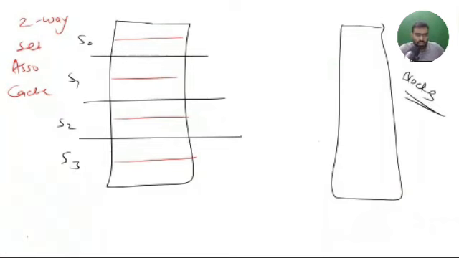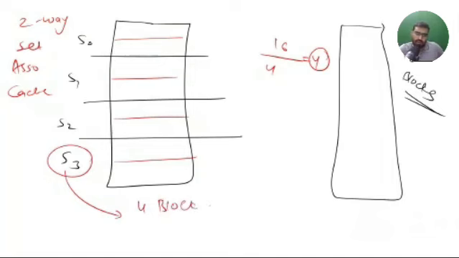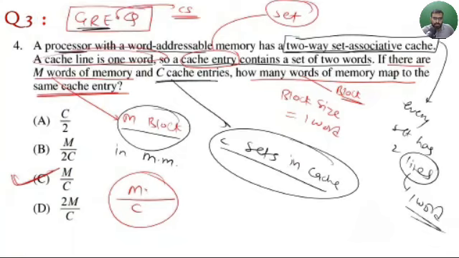So I can say 4 main memory blocks can map to S3. Very simple. You have m blocks in the main memory and you have C sets in the cache memory. C cache entries means you have C sets in the cache memory. So the answer will be m divided by C. These many blocks will map to the same cache entry. So the answer is going to be option C, not option B. Remember, cache entry size is C.